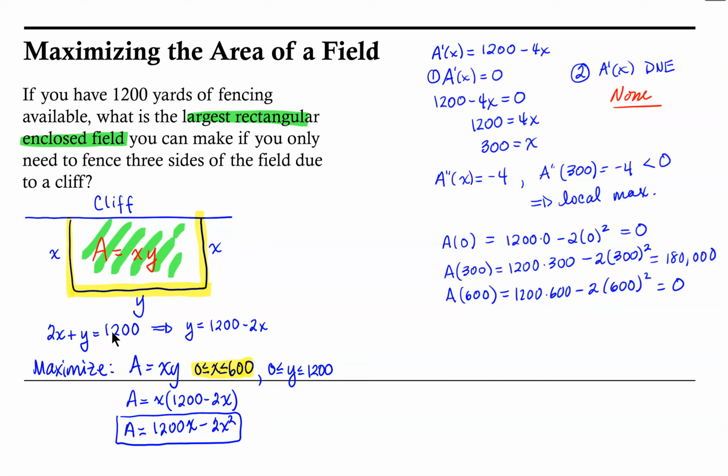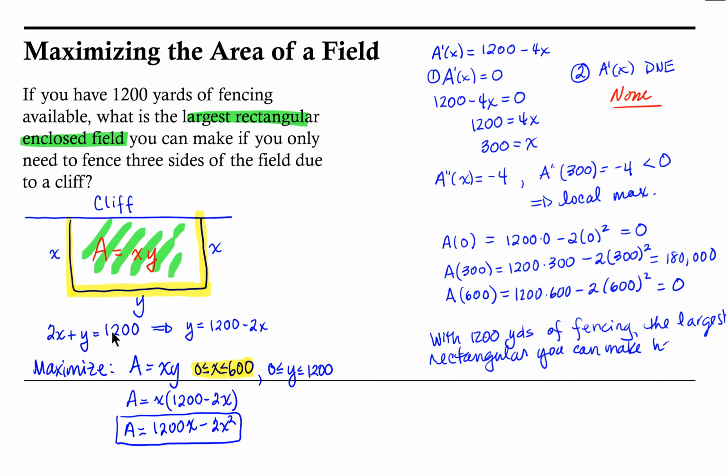So we can make the conclusion that with 1,200 yards of fencing, the largest rectangular field you can make has an area of 180,000 square yards. I hope you find this helpful.